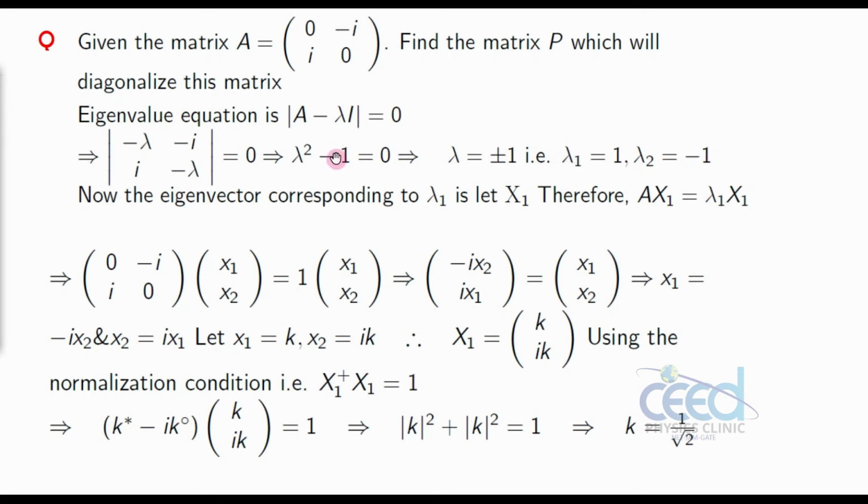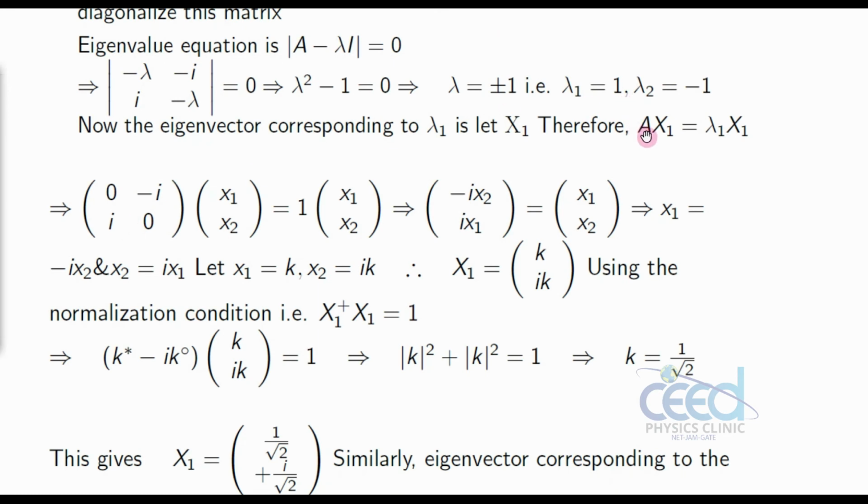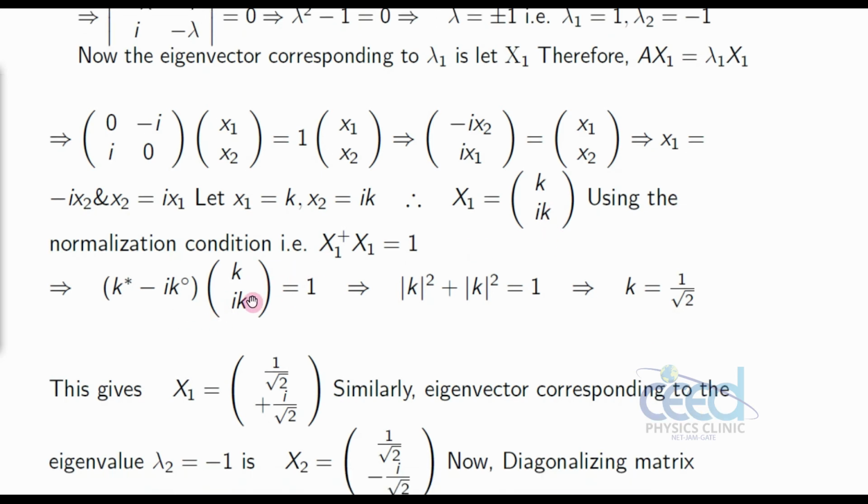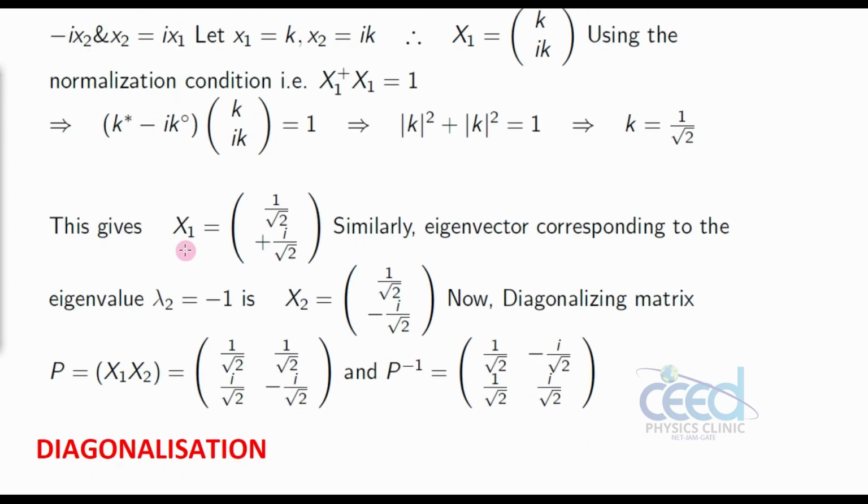Once you get these eigenvalues, you can find the eigenvectors. The first one corresponds to A x1 is equal to lambda x, that is the matrix 0 minus i, i 0 acting on x1, x2 equals 1 times x1, x2. If you multiply this all out, you will get the eigenvector x1 is equal to k, ik. By normalizing, k is equal to 1 by root 2. So now you have got two eigenvectors, just as we have done before.